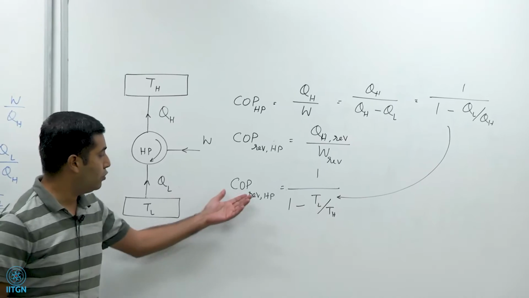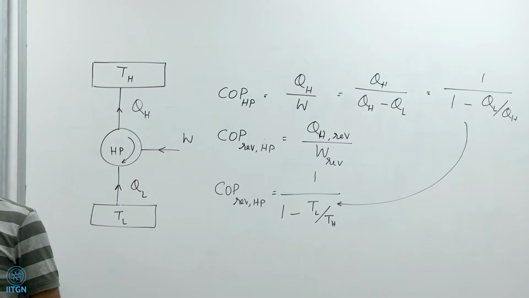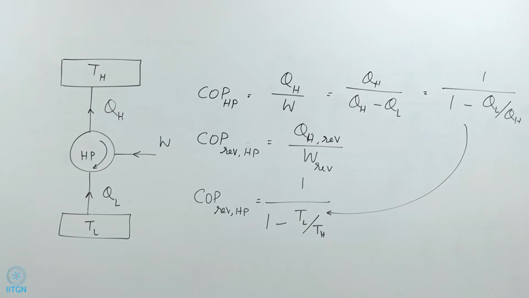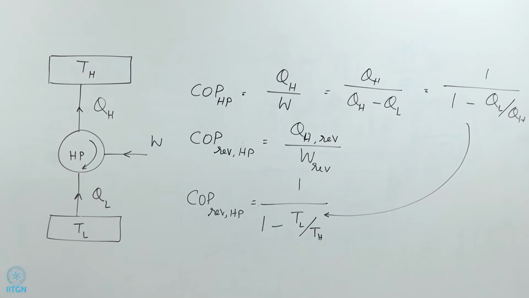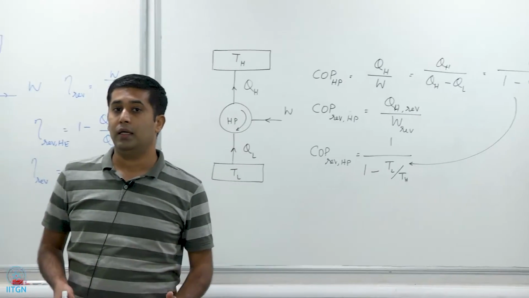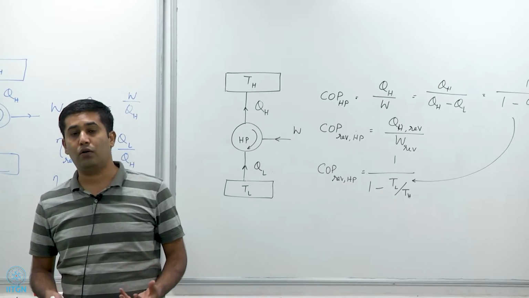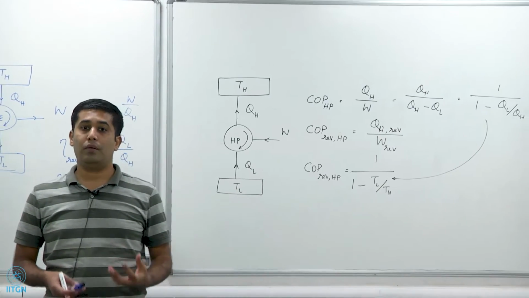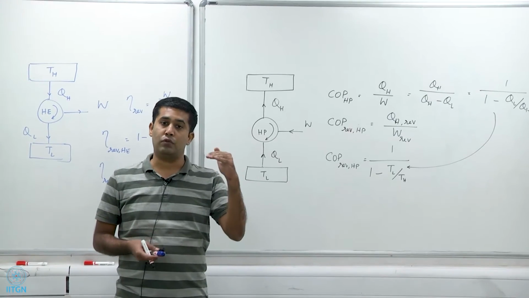Why do I write COP of a reversible heat pump as 1 minus TL by TH when I know that I will never be able to achieve that for a real heat pump operating between these two temperatures? The reason we do this is because we want to compare a real heat pump or a real engine with that of a Carnot heat pump or a Carnot engine, or basically a reversible heat pump or a reversible engine operating between the same two temperatures.